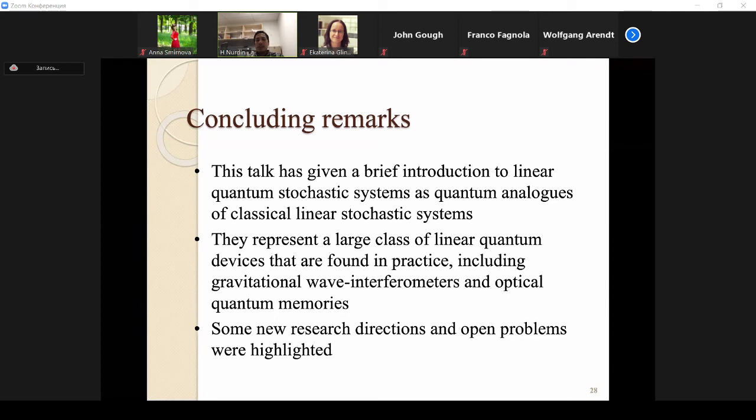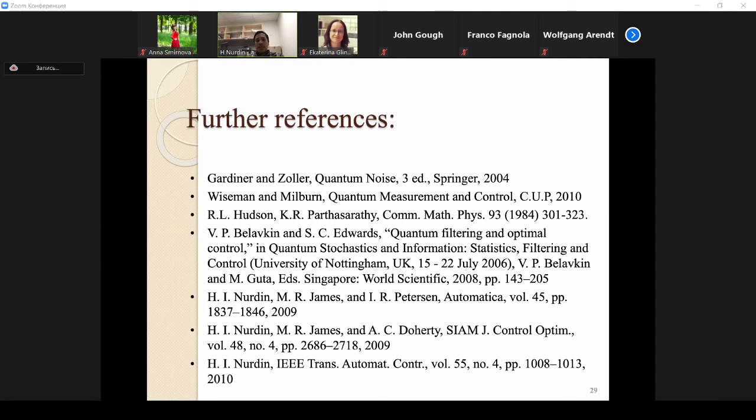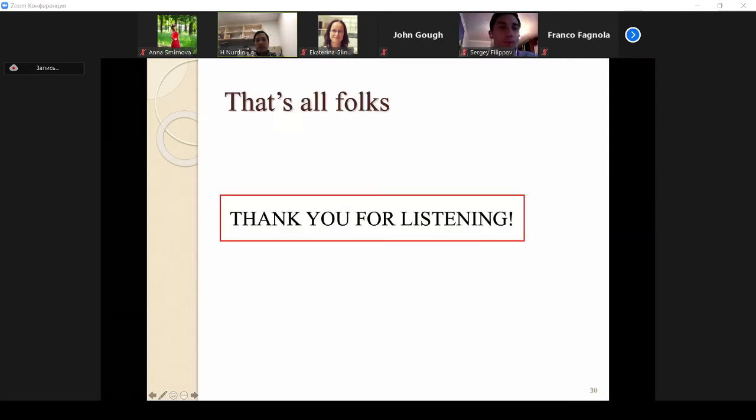And I mentioned some new research directions and open problems in system identification for linear quantum systems, and also for developing a theory for infinite dimensional linear quantum systems. During the talk, I've pointed to a few references, but there might be a few more on this class of system that might be of interest. So I've listed them here. And with that, I thank you very much for listening to this talk.